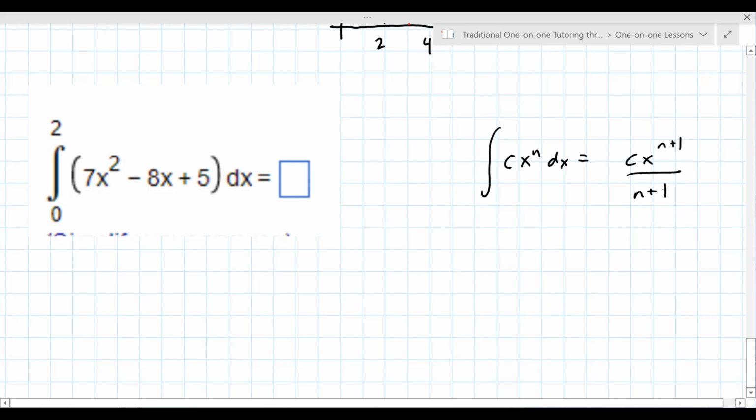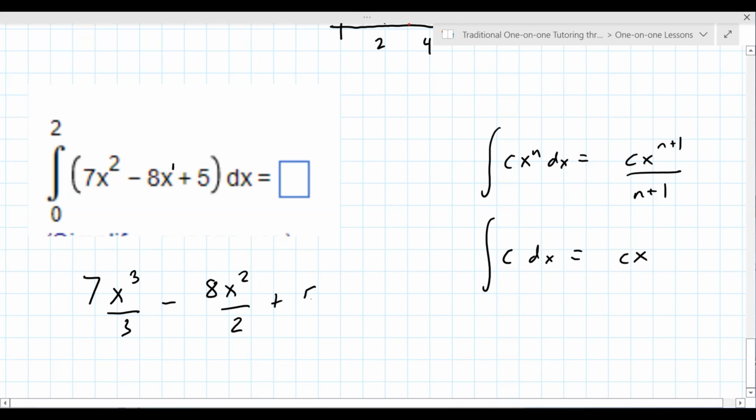So the power rule says you add one to the exponent. So it becomes 2 plus 1, or x cubed over 3. And then there's an x to the 1 here, so that becomes 8x squared over 2. For a constant, the integral of a constant dx is cx. So that 5 becomes 5x. We did that, and then we wrote plus c.